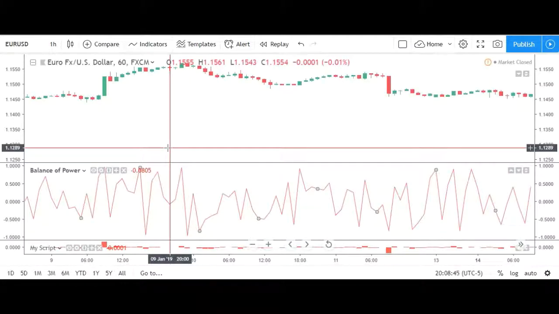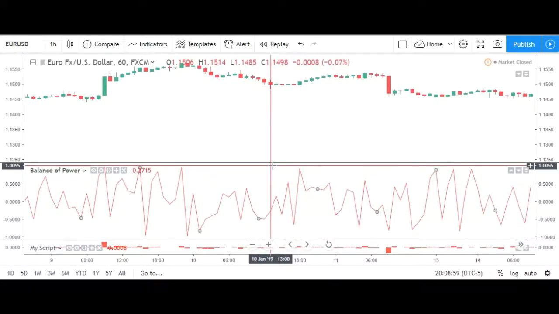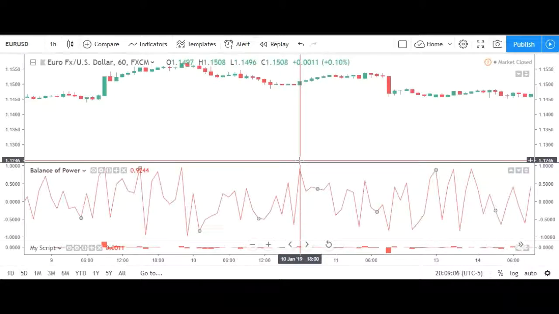Today we'll be going over the balance of power. Now, the balance of power is an indicator used to determine the power that buyers or sellers have in the market. It's a very volatile indicator. It goes up and down quite often.